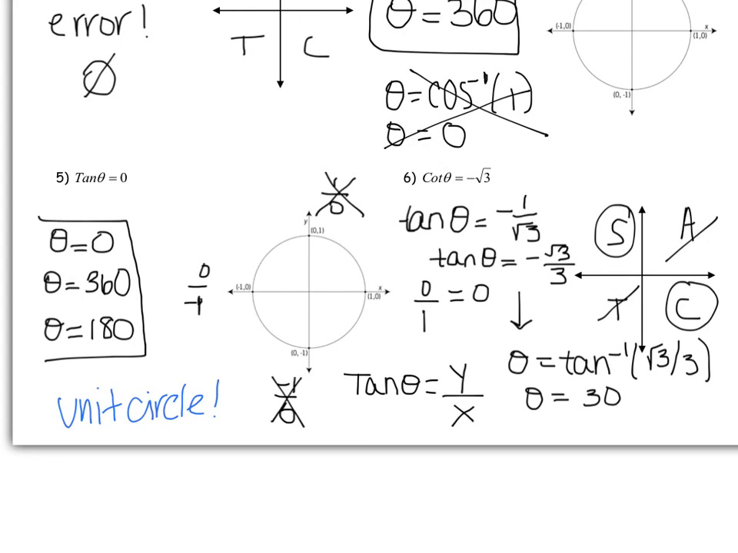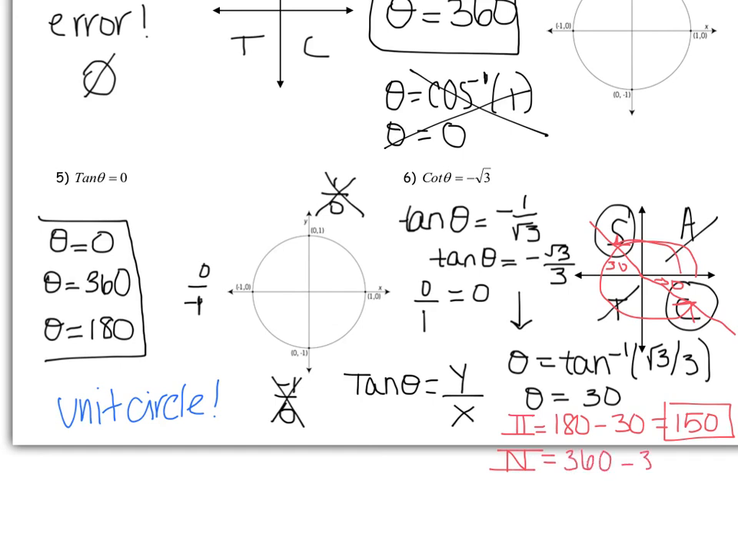So again, if the reference angle was 30 degrees, what would this angle be? For quadrant 2, we're going to take 180 and subtract 30. We get 150. Final answer. How about if the reference angle ended here? There's 30. I want this whole thing. That would be, for quadrant 4, 360 minus 30. Final answer, 330. Both of those are your final answers.